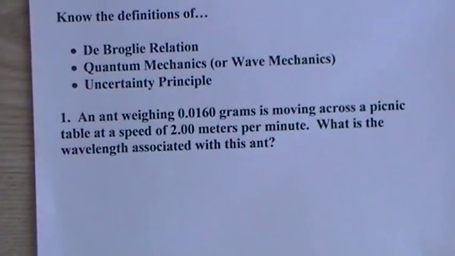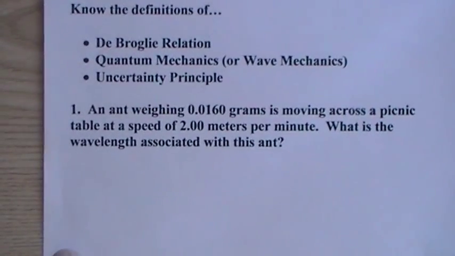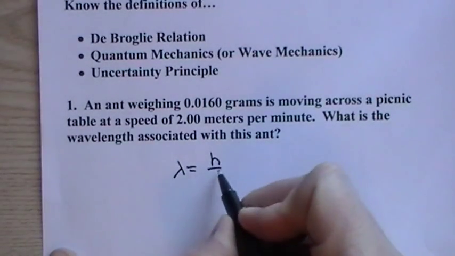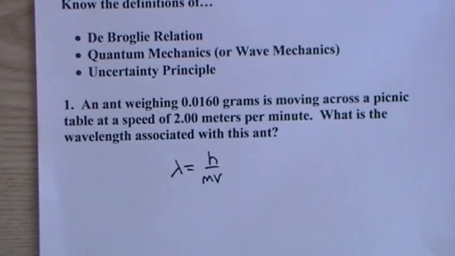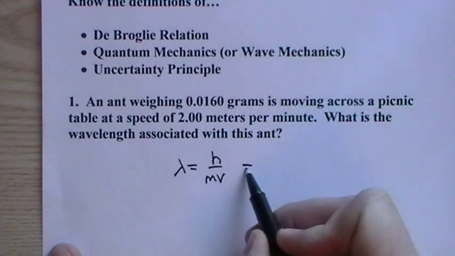Okay, now we have an ant weighing 0.016 grams moving across the picnic table at a speed of 2 meters per minute. What is the wavelength associated with this ant? This is often done to show how absurd it is to think of macroscopic objects as having a wavelength. But know that this equation is correct. It's just that we can't see the wavelength of an ant, and that's what we want to prove.